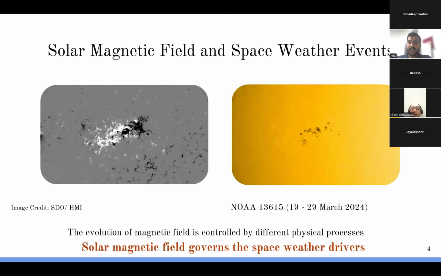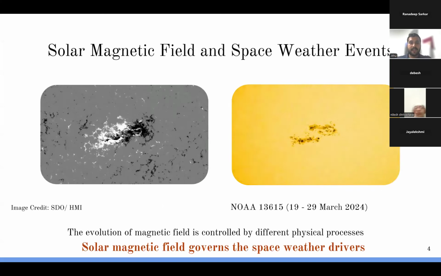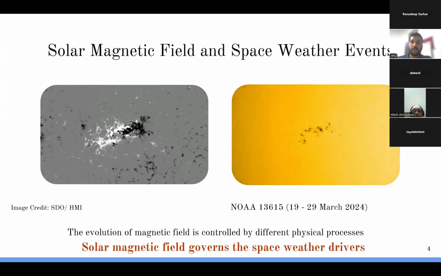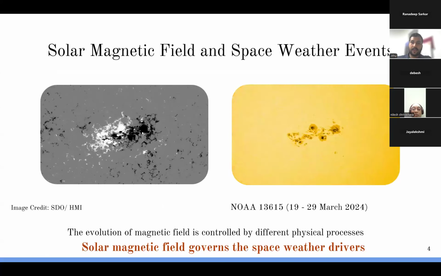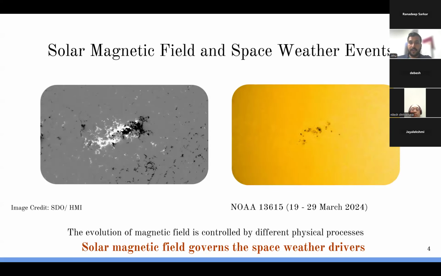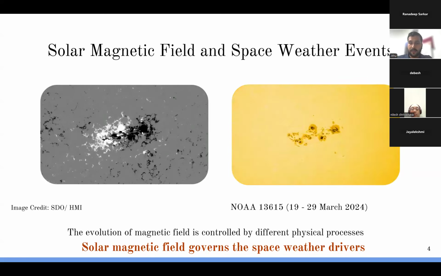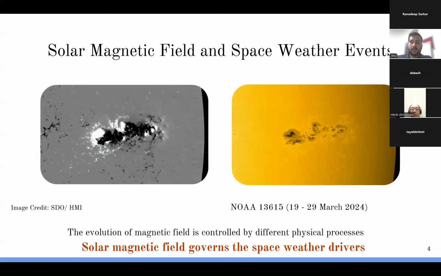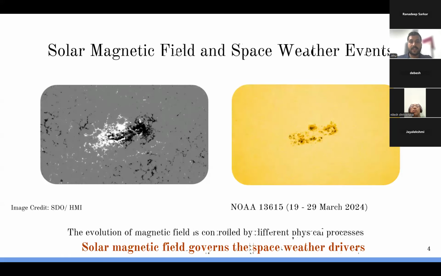There are many space weather drivers, let it be solar wind, let it be CMEs or solar flares. Everything is connected to the magnetic field of the sun and how the magnetic field evolves over time. And this magnetic field is directly related to different physical processes that happen on the solar surface. So it is very important to understand how the magnetic field on the solar surface evolves, and what all physics is undergoing in that, if we want to fruitfully forecast, or if we want to understand the space weather completely.